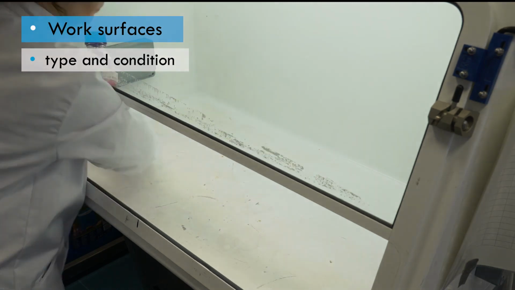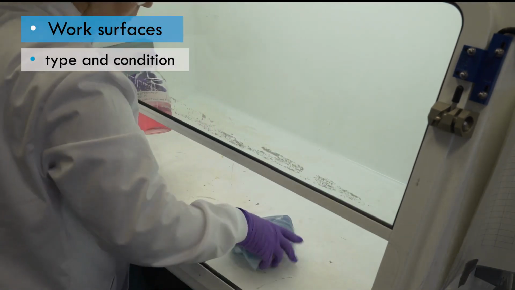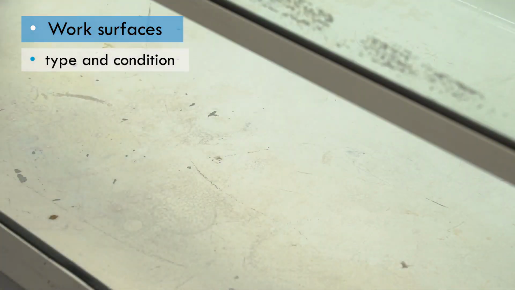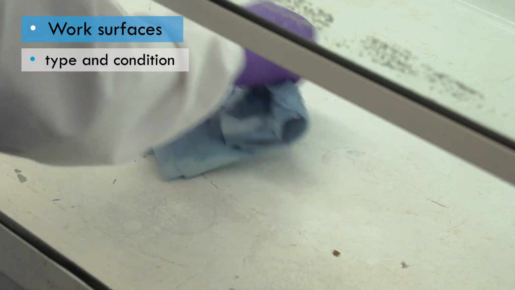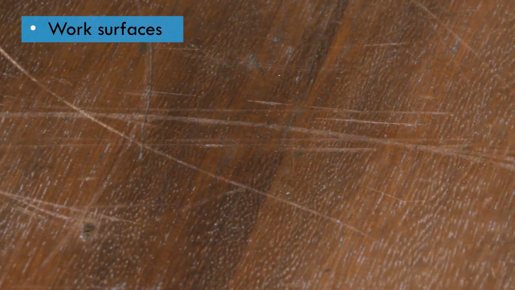Smooth, coated or sealed surfaces are easiest to decontaminate. If these surfaces become damaged due to scratches or cracks, or if they are made of a softer material like wood, they can trap dirt, debris and biological agents.